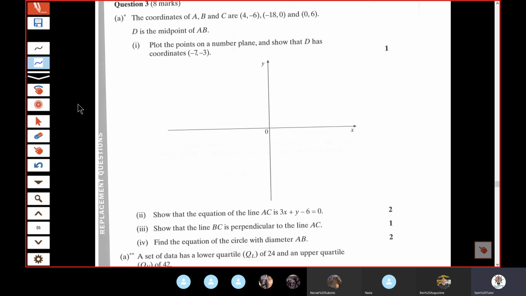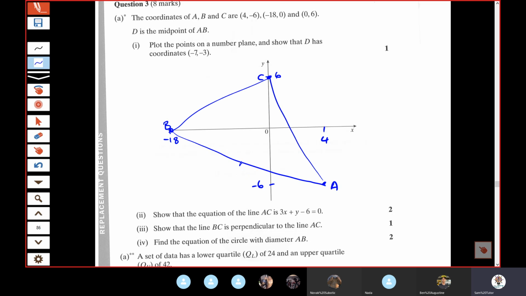All right, let's start. The coordinates of A, B, and C are, plot the points on a number plane. A is 4, -6. B is -18. C is 0 and 6. D is the midpoint of AB. Plot the points and show that D has this.